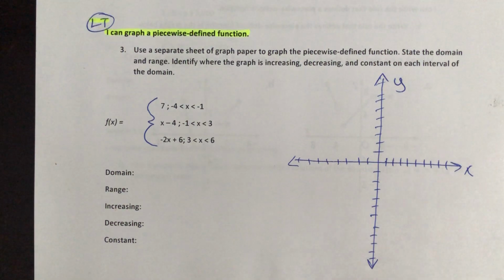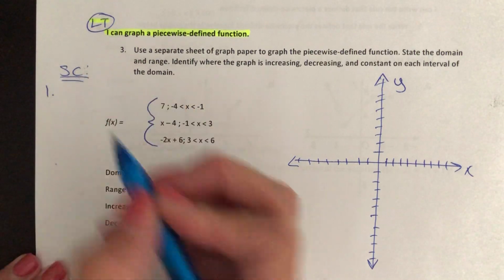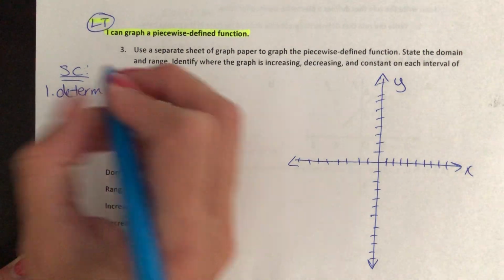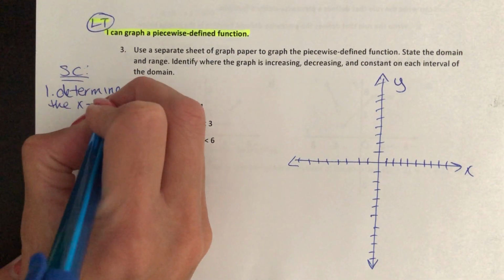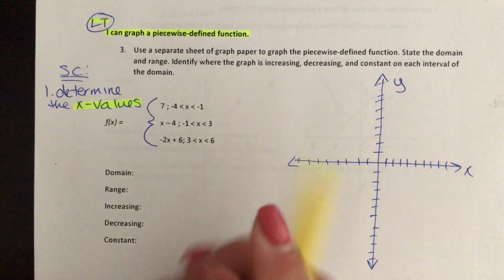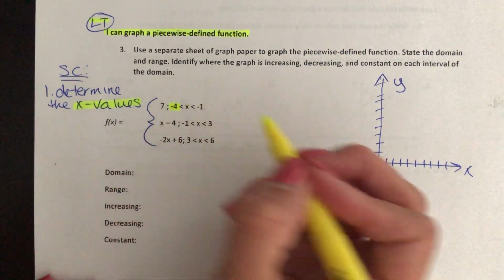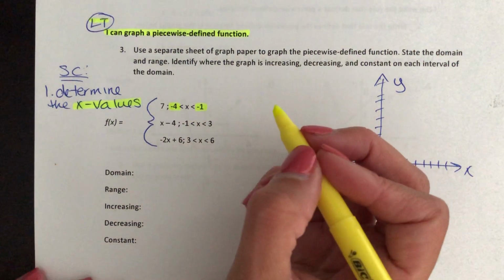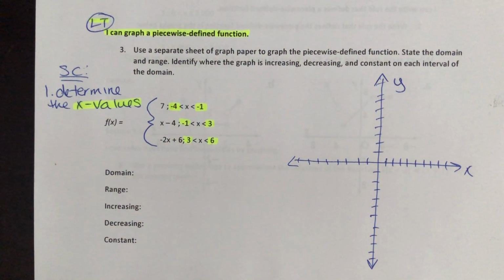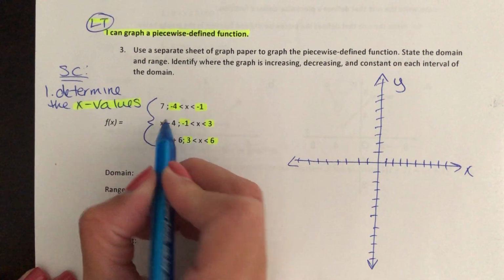Okay, so to graph this, the first thing I want to do is determine the x values. Okay, so let's look at the problem. I'm looking for x values. Here are my x values given in the domain. So -4 and -1, -1 and 3, 3 and 6. Okay, those are my x values. Now I want to take all these x values and plug them into the equation each belongs to.